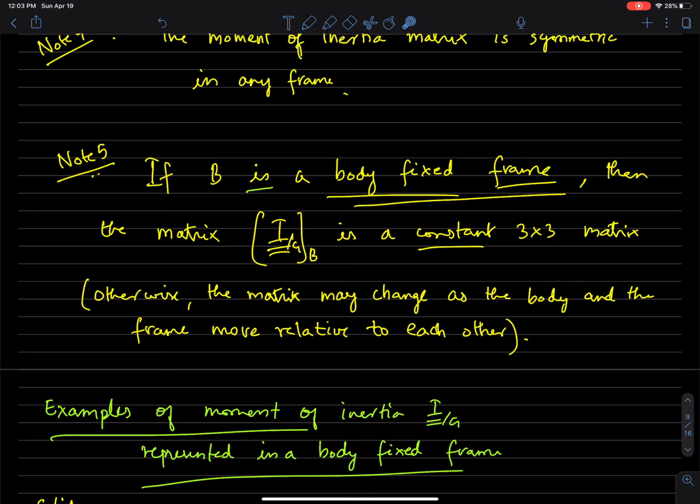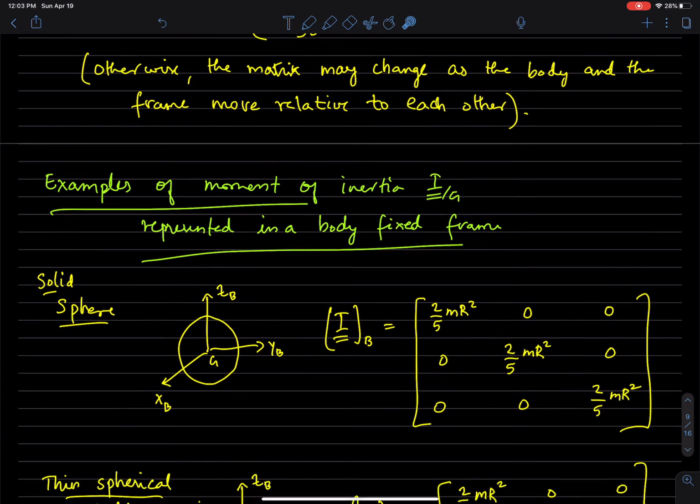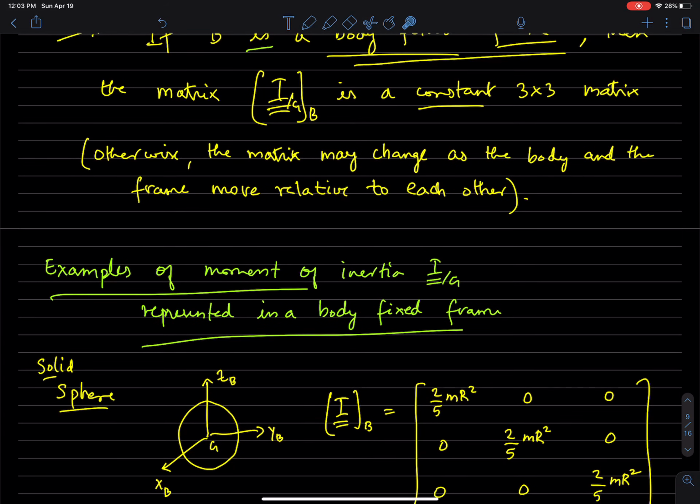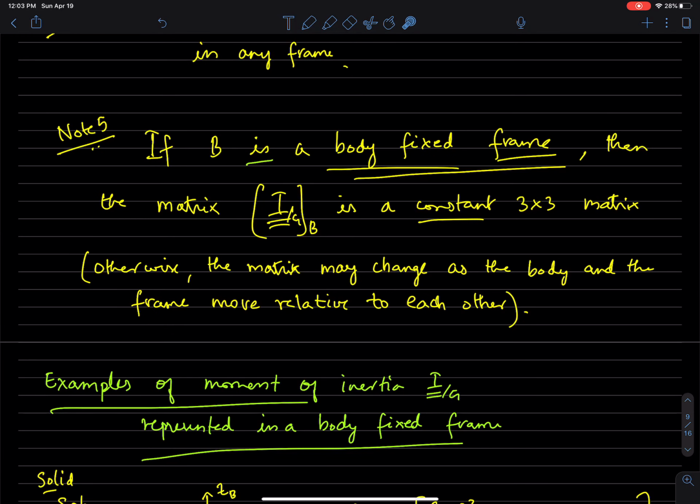In any other frame, if you have the body moving relative to a frame, the moment of inertia of the body represented in that frame will change. Okay. So that's an important point because moment of inertia is a constant in the body fixed frame, it's most convenient to express moment of inertia matrices in the body fixed frame. So we will do that a lot.